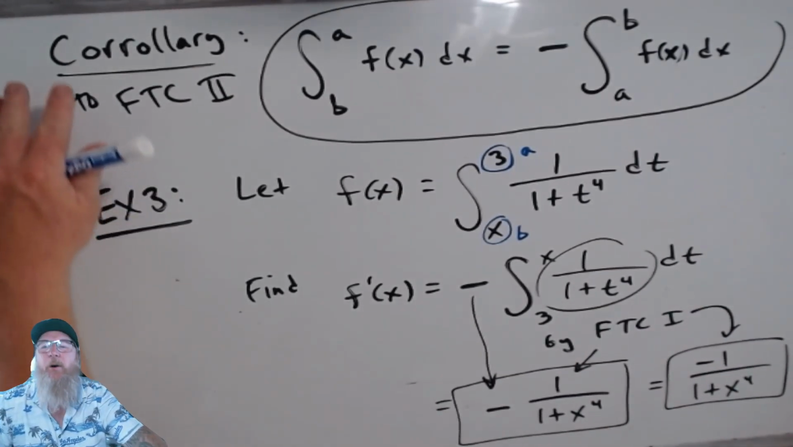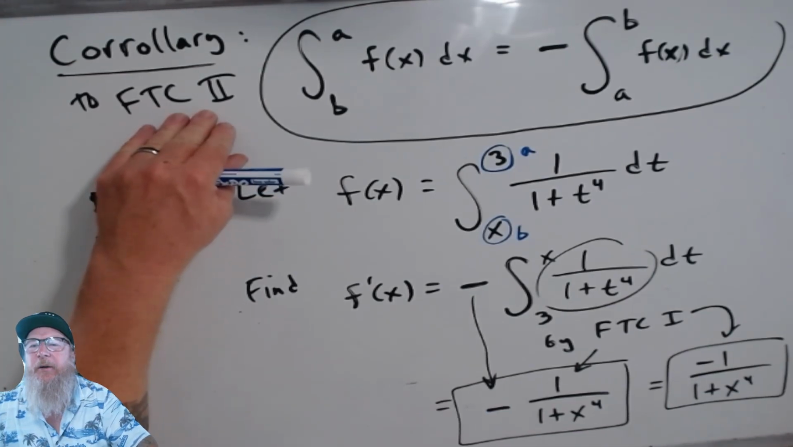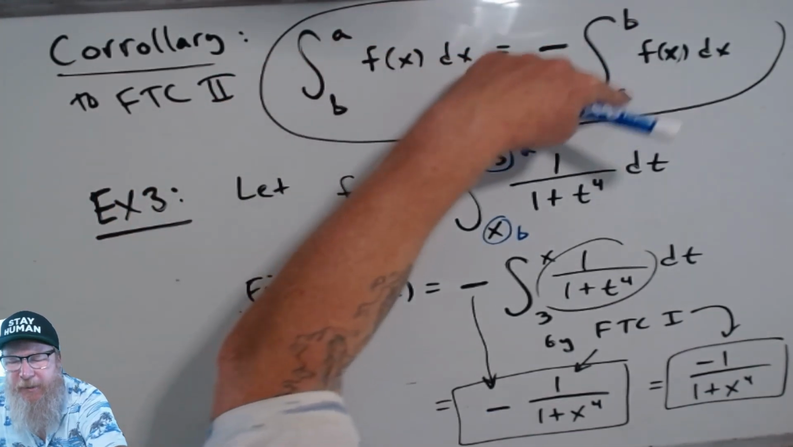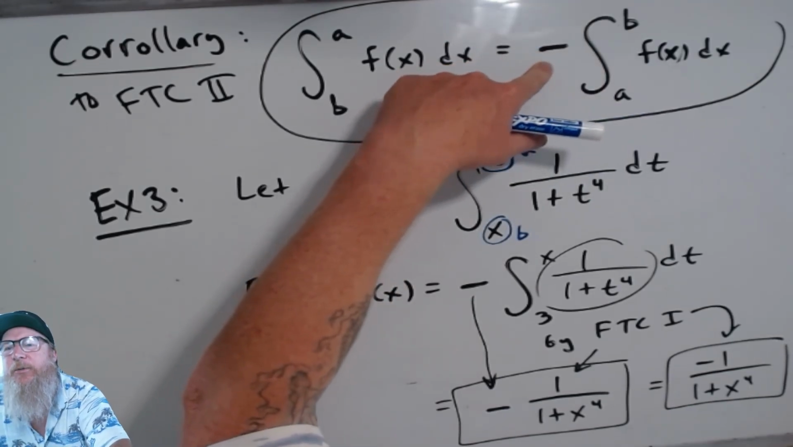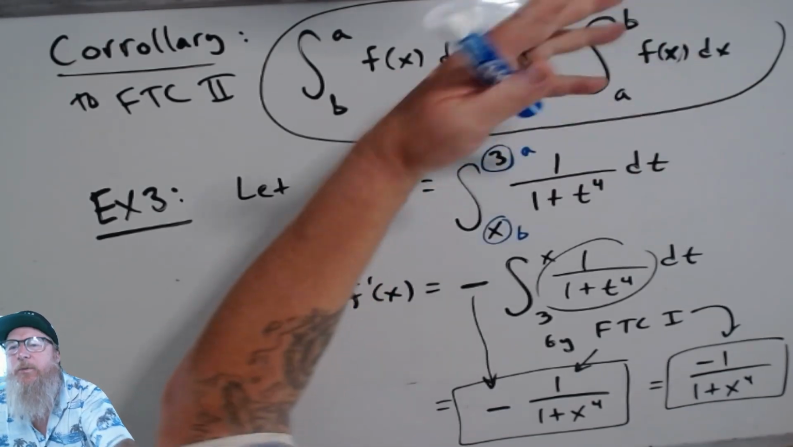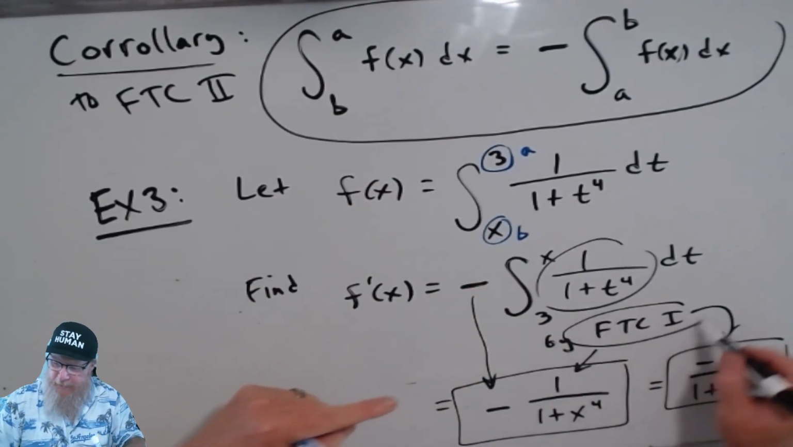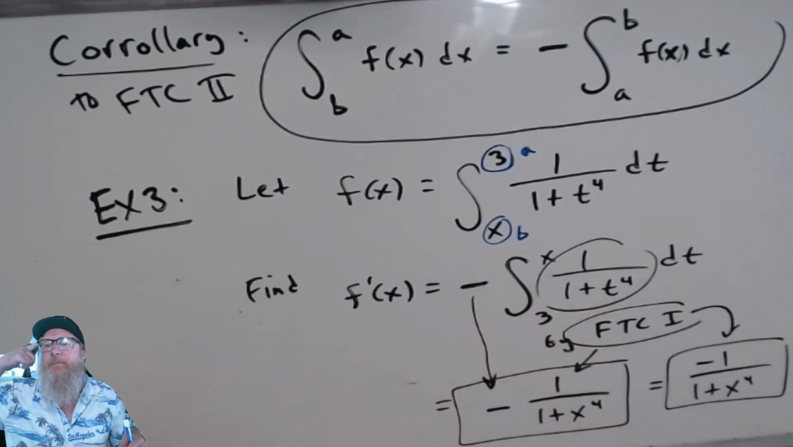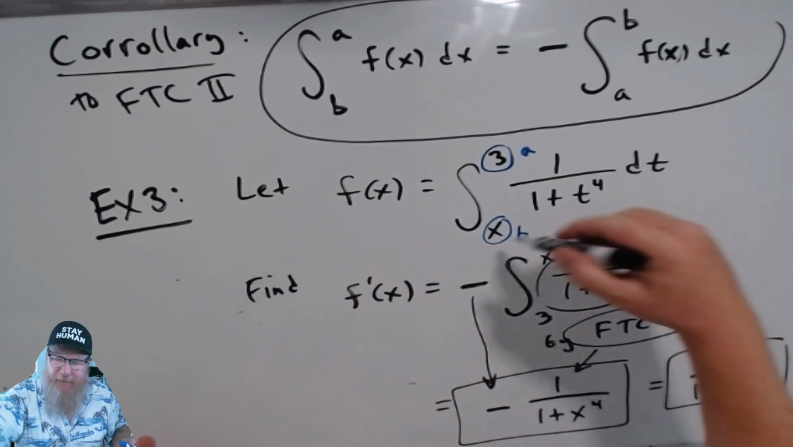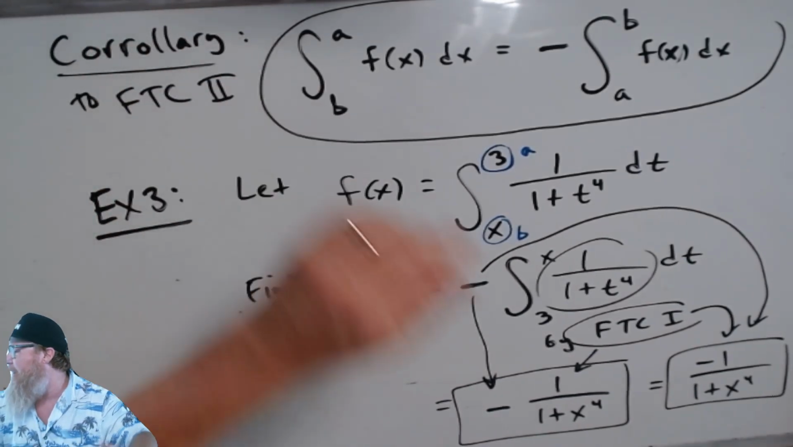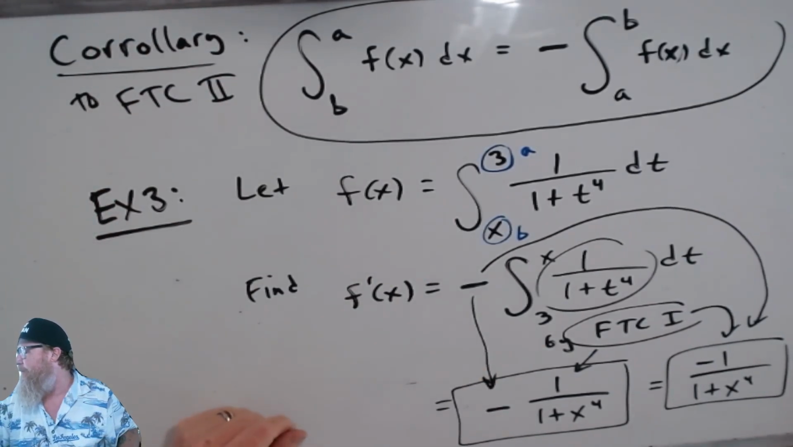So we're using the corollary to Fundamental Theorem Part 2, which basically says if you switch the lower and the upper limit, you just change the result to a negative. And then we're using the Fundamental Theorem Part 1 to complete the problem. You could just combine this all together and jump right to here if you like as well. If you already know the result, that's great.